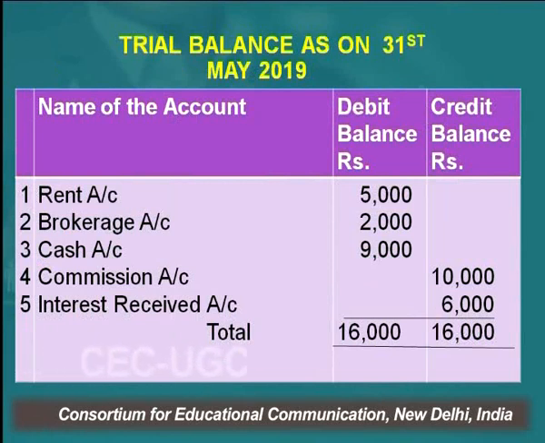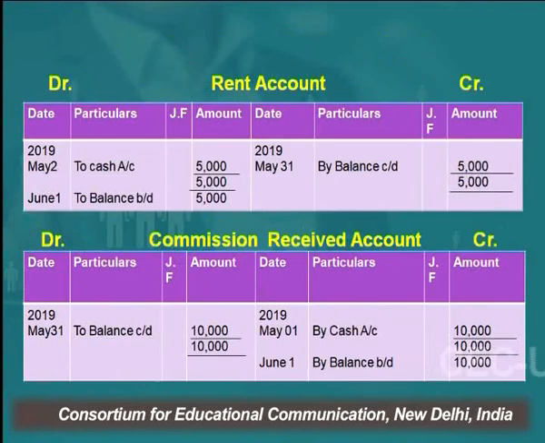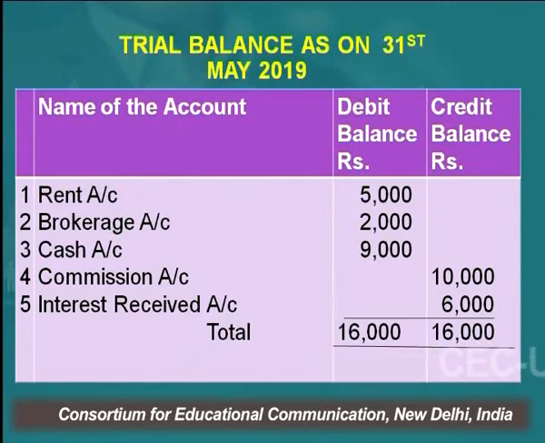Now finally, we have to prepare the trial balance, and this trial balance is prepared by the second method, that is the balance method. This method is generally followed. So we have posted all the balances of all the ledger accounts, that is rent account, brokerage account, cash, commission, interest received. As you can see, rent account is shown on the debit side. Why? Rent has a debit balance. The balance of the rent account is appearing on the debit side, so that's why it is shown in the trial balance in the debit column.